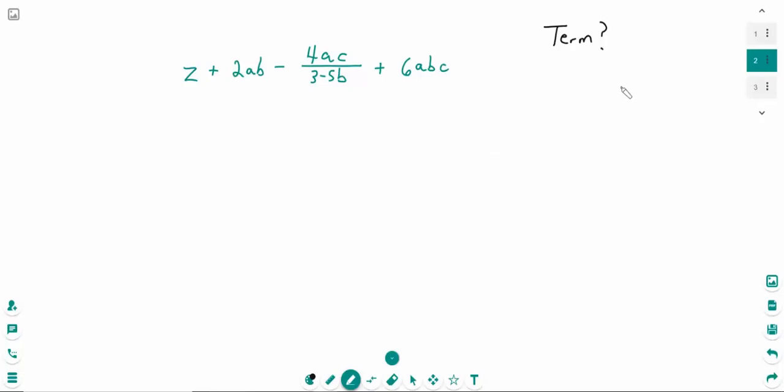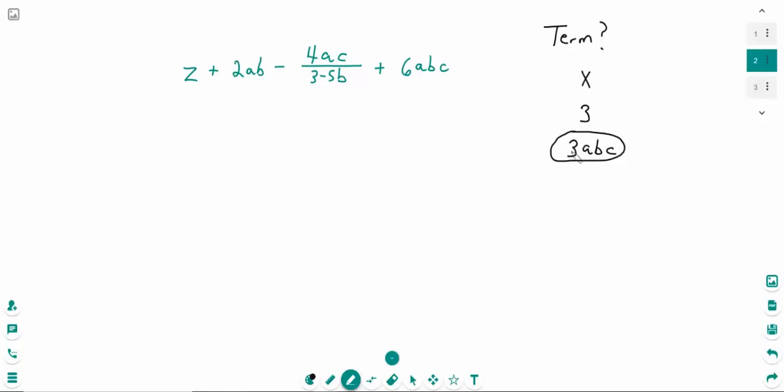So for example, if I have X, that is a term. If I have 3, that is a term. All right, so if it's a number or a letter all by itself, it's considered a term. Okay. If it is an indicated product, then the whole indicated product would be considered a term. So if we have something like 3ABC, this is an indicated product with the coefficient 3. This whole thing would be considered a term.